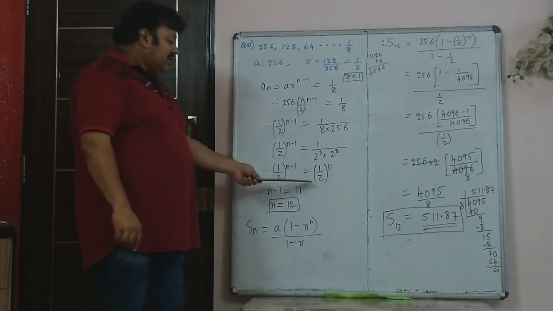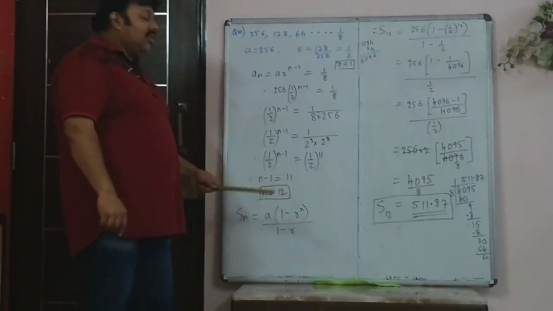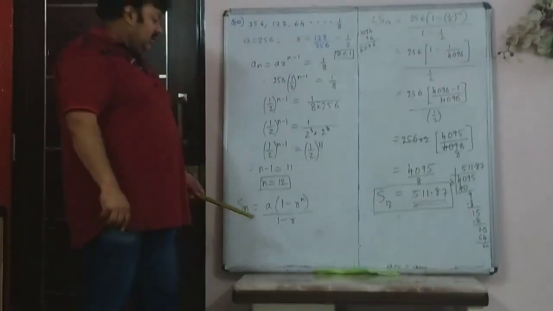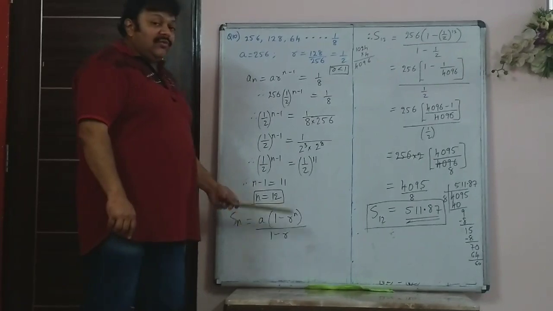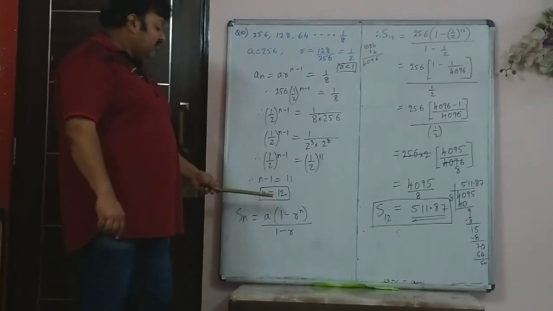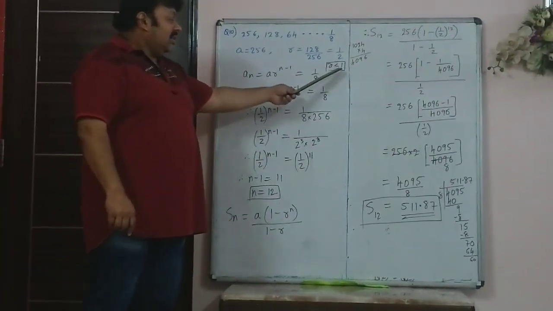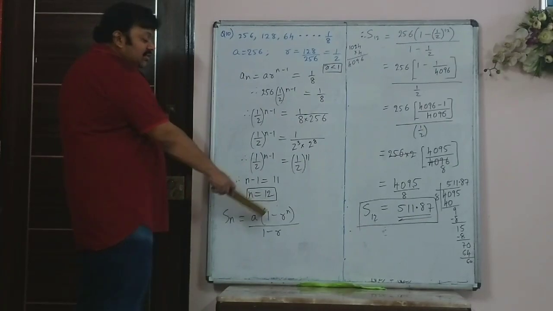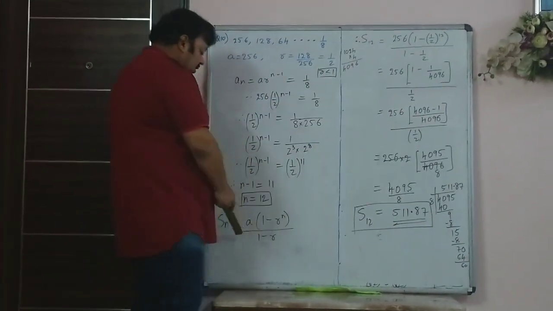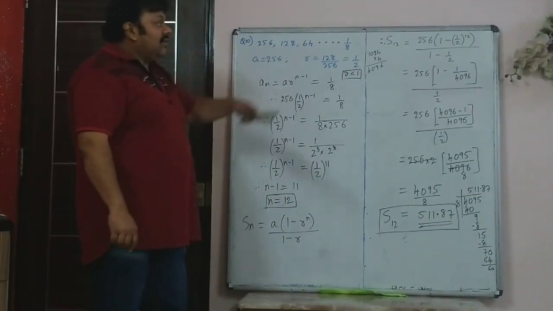So now the bases are same, 1 by 2 on both sides, and n minus 1 is equal to 11. When bases are equal, you can compare the indices. So therefore n will be equal to 12. So you get n is 12. So for the sum of all the n terms where r is less than 1, you use the less than 1 formula, and a is 256, 1 minus r is half, and n is 12.